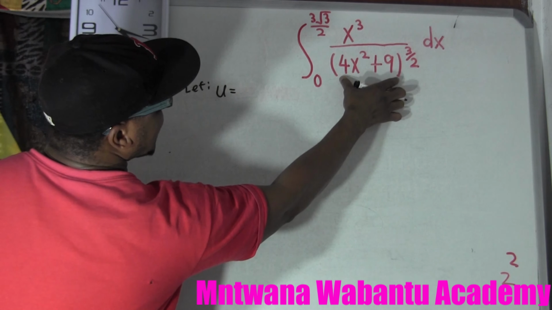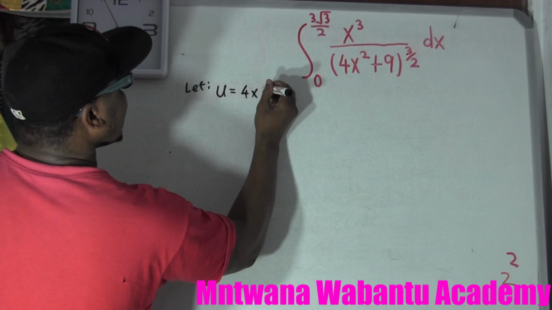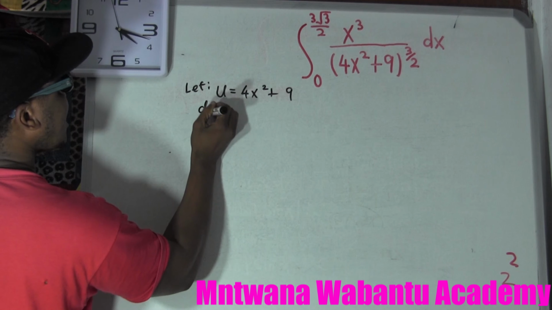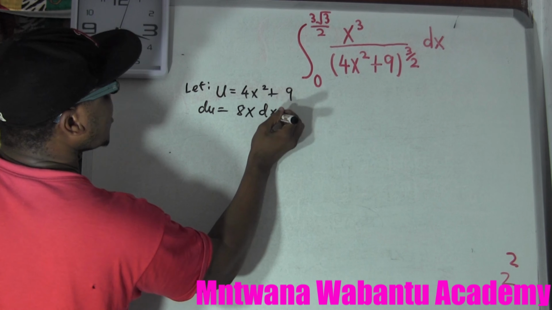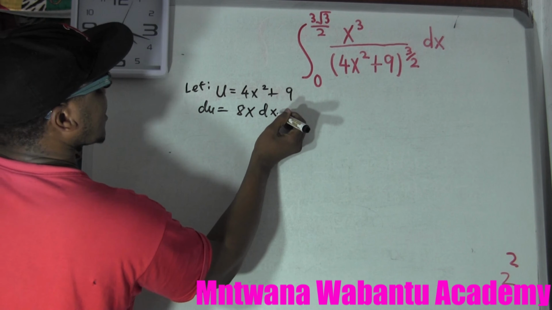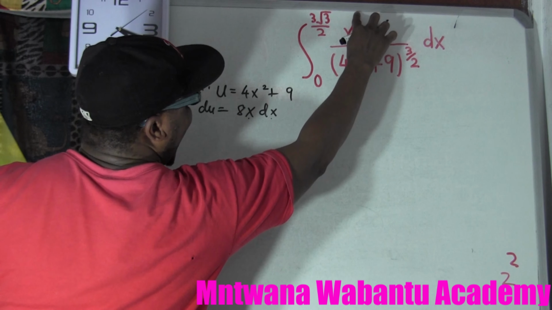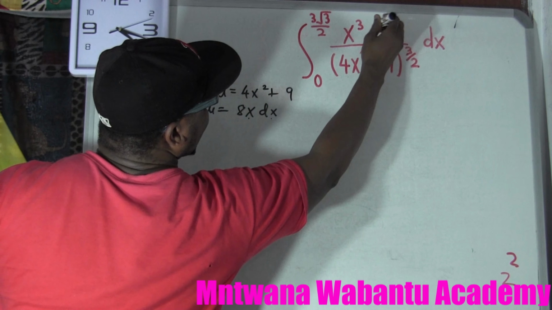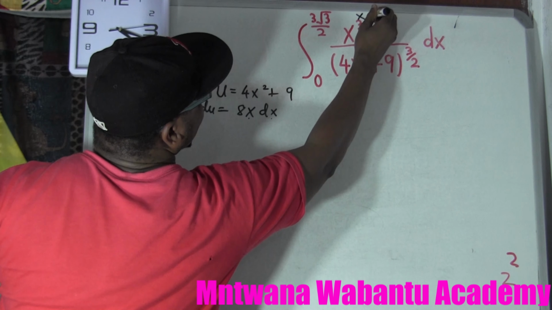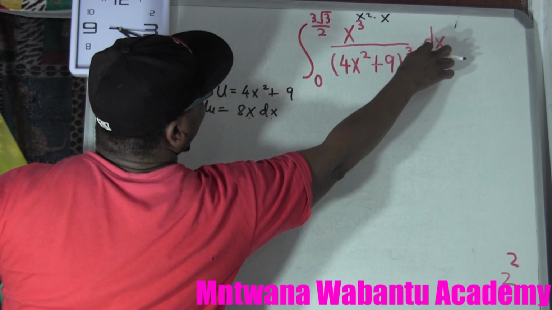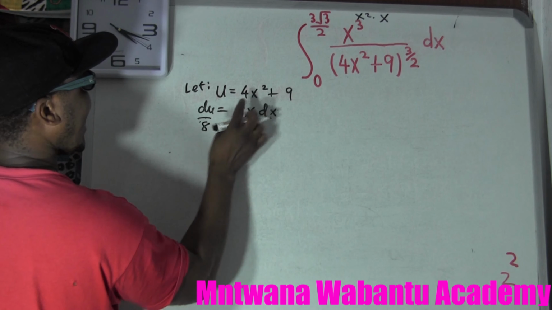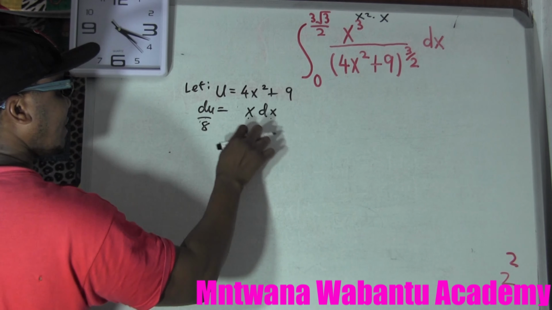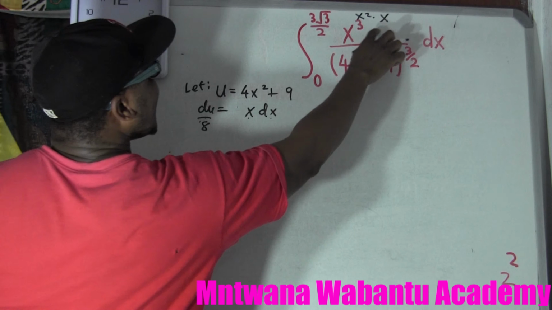So u equals this part here, 4x squared plus 9, and then differentiate. This is going to give me du, and when you differentiate, this is going to be 8x with respect to x. So if this is 8x dx, I can split this and say x dx. x cubed is going to become x squared times x. So x dx equals du over 8, because I have to divide by 8. So I can replace this.